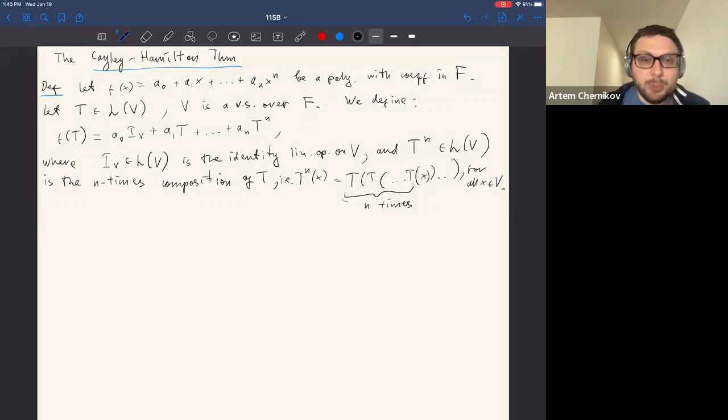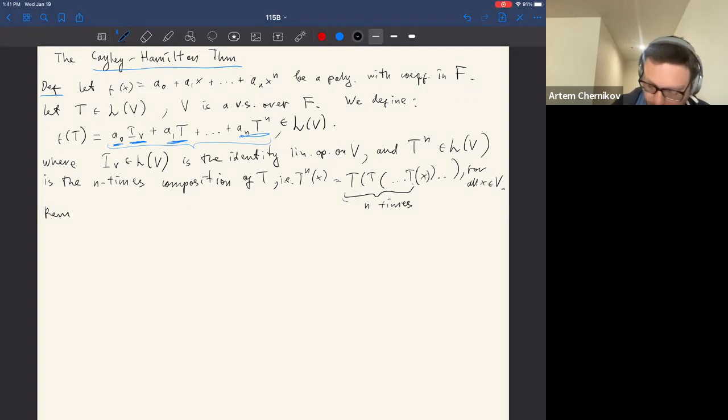So then the point is that f of T itself is a linear operator on V. So we have that f of T belongs to L of V. Because we have a linear operator on V, and then we multiply it by a scalar, which again gives us a linear operator, and the sum of linear operators is again a linear operator. So given a polynomial f like this and the linear operator T, we have defined a new linear operator, f of T, obtained by this expression.